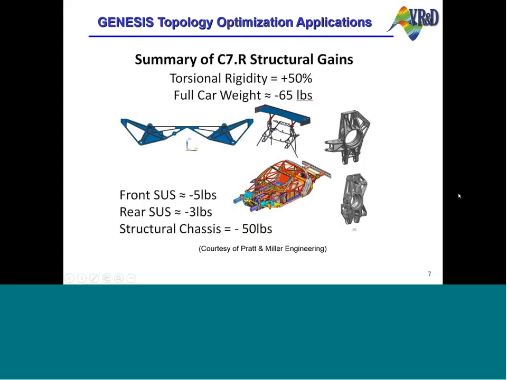Here is the application of topology design from Pratt and Miller. They have used topology design to design the wing frame structure, the bracket of the support, the front and the rear upright, and also the chassis. So they have been able to reduce the weight by about 65 pounds and also improve the torsional rigidity by about 60%.